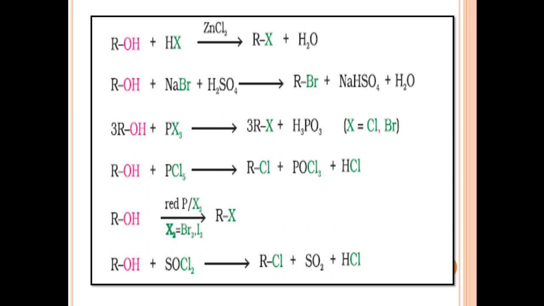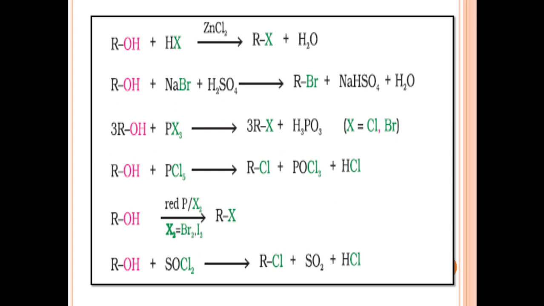ROH, when reacted with halo acid in the presence of zinc chloride, will give RX plus H2O. We take one example. Suppose we are taking CH3OH and react with HCl in the presence of zinc chloride, it will give CH3Cl and H2O. And the next reaction is when alkyl alcohol reacts with sodium bromide and H2SO4, it will give alkyl bromide and sodium hydrogen sulfate with water.